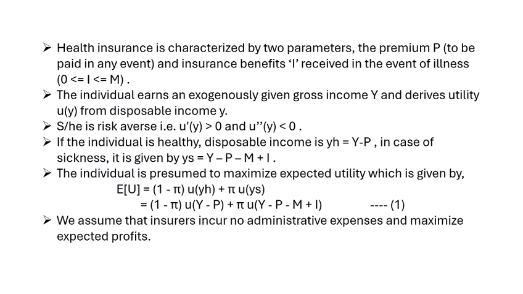Because the individual is risk averse, they care about smoothing their income between the two states. Expected utility is written as 1 minus pi times utility when healthy plus pi times utility when sick. This is the expression the individual maximizes when choosing an insurance contract.